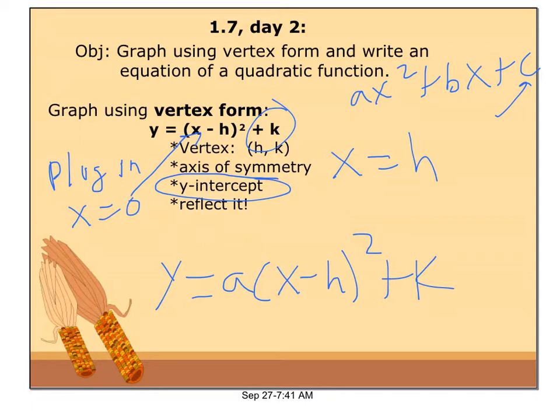Plug in 0. That's the best way to go about it. Then find a reflection point and produce your sketch. Okay, you'll see we're not talking about new points in the graph. There's just some different ways of finding those points based on a different form of a quadratic.